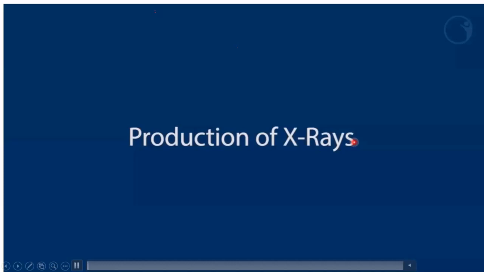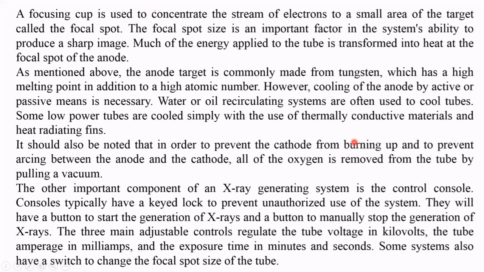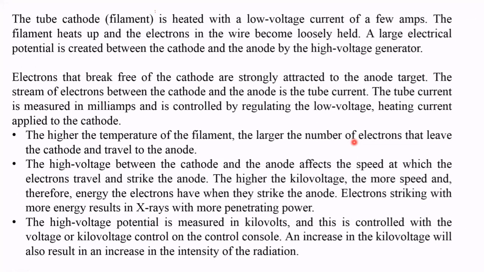Okay, this is the procedure of generating X-rays. Now see the different factors influencing it. One is the temperature of the filament: the higher the temperature of the filament, the more electrons can leave the cathode and travel to the anode. But how do we raise the temperature of the filament? By controlling the tube current.